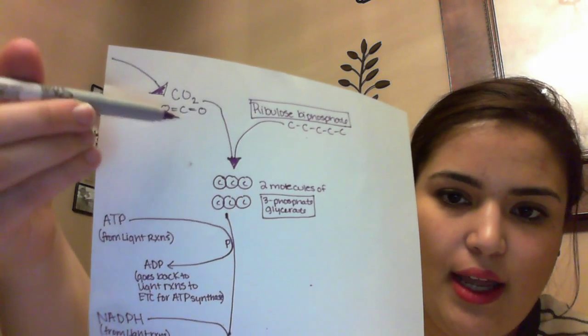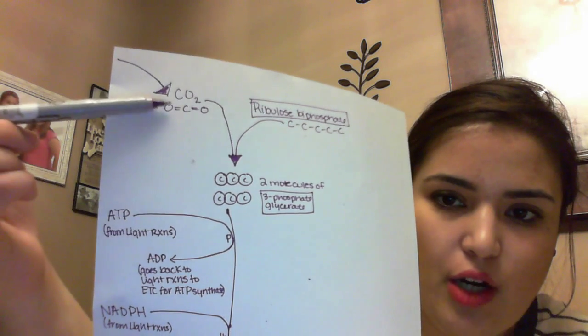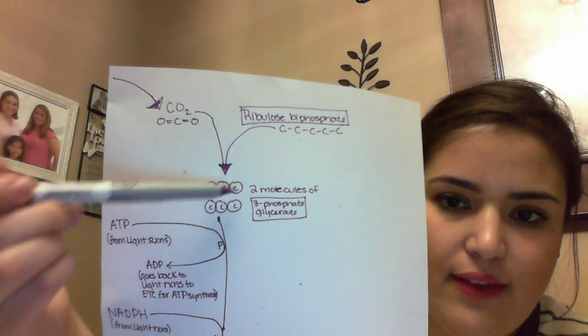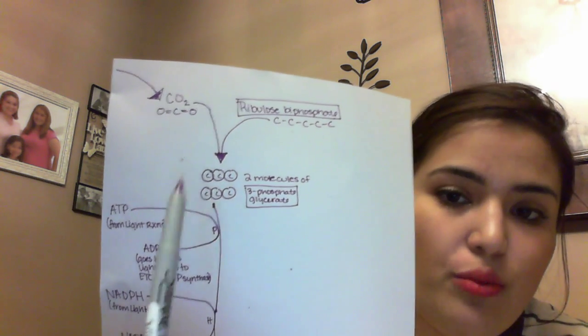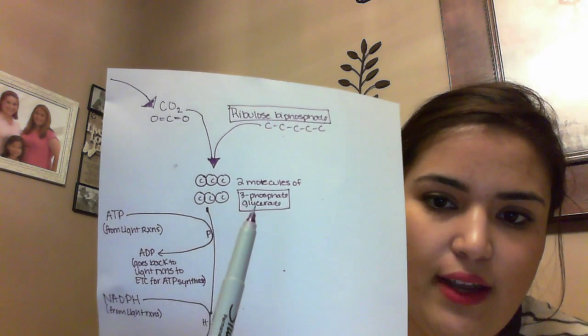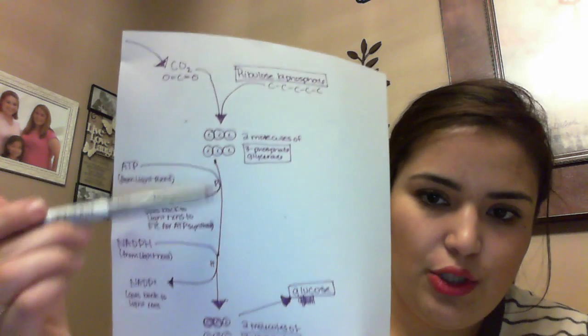That way this carbon can be used here, because you're going to see we need 6 total carbons. So we need the carbon from this and the 5 carbons here from the ribulose biphosphate to make these 2 molecules here, which are going to be 2 molecules of 3-phosphoglycerate. And that's going to be the product here. So these 2 molecules are going to go through some reactions which occur right here.